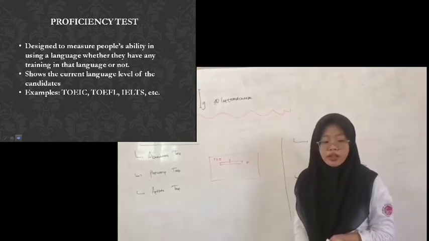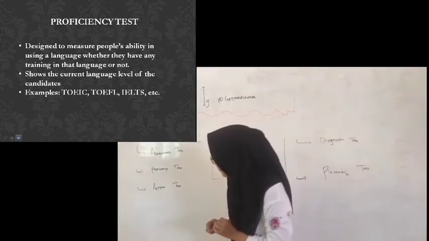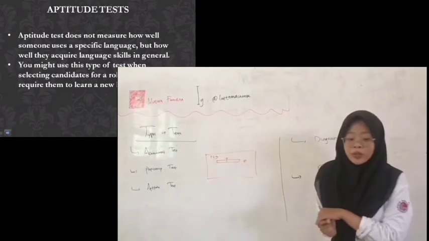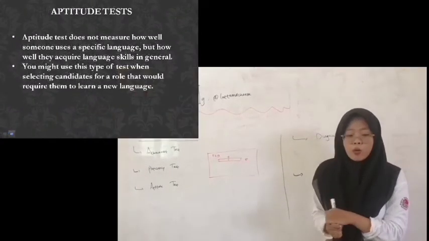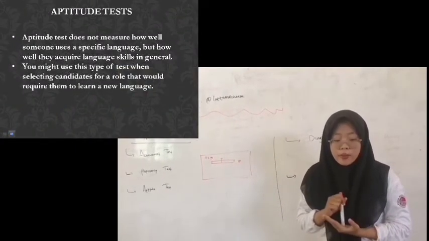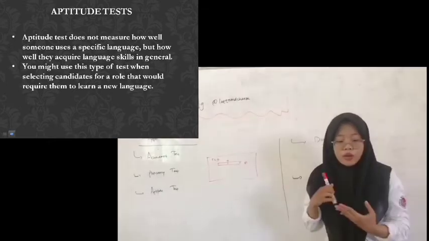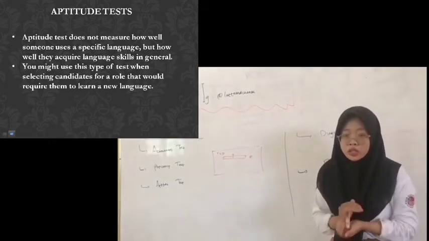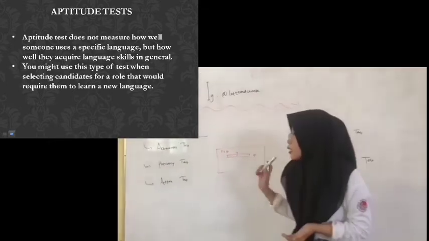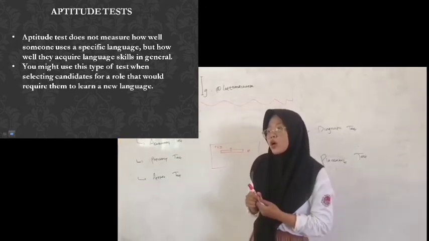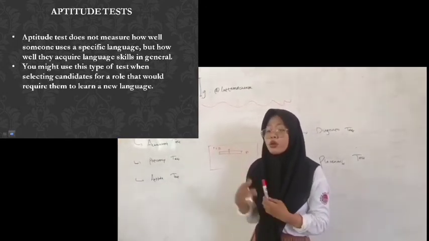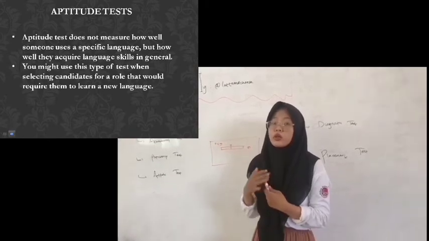This proficiency test will measure your ability in using the language, whether you have learned that language or not. Next, the aptitude test. The aptitude test doesn't measure how well you use the language, but it measures how well you acquire language in general. This type of test is used when you want to choose someone to learn a new language.